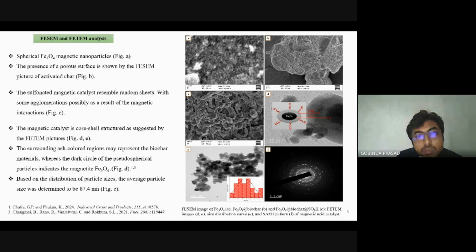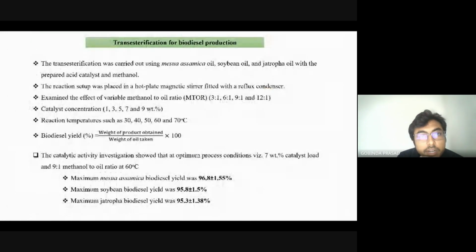image shows a random seed-like structure, where some agglomerations occurred due to the possibility of magnetic interaction between the particles. The magnetic catalyst has a core-shell structure, as suggested by the FETEM picture shown in figure D, where the surrounding shell represents the biochar material, whereas the inside dark circle of the pseudo-spherical particle indicates the magnetite iron oxide particles. Based on the particle size distribution, the average size was determined to be 87.4 nanometer.